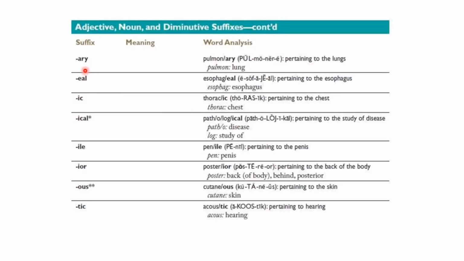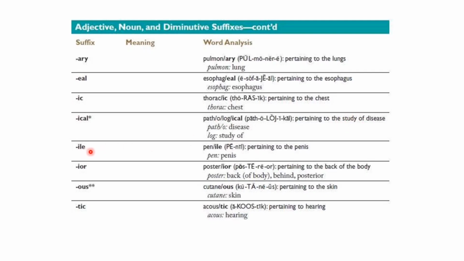Another one is ary. So that is pulmonary, that means pertaining to the lung. Then there is eal, that is esophageal, that is pertaining to the esophagus. Then there is ic, so that is thoracic, so that is pertaining to the chest. Then there is ical, that is pathological. Word analysis for the adjective suffix ical is pathological, that means pertaining to the study of the disease.